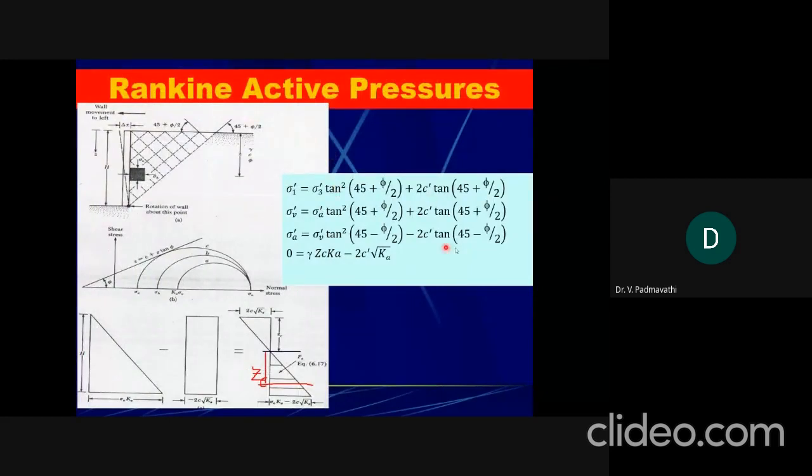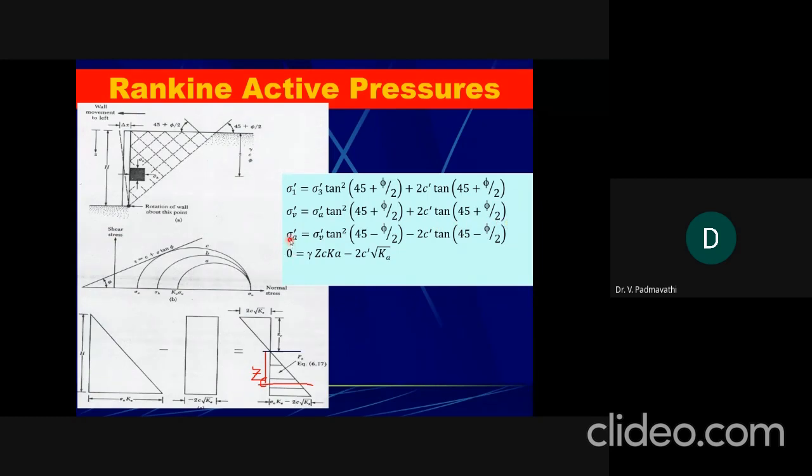So when you have c-phi soils, if you want to calculate the active earth pressure, that active earth pressure is nothing but sigma. Here, this is the expression from the shear strength values. Sigma 1 equals sigma 3, and sigma 1 we are considering as sigma V, and sigma 3 is sigma A. So in order to represent the active case, sigma A we are representing, which is equal to sigma A prime into tan square (45 plus phi by 2) plus 2c tan (45 plus phi by 2).